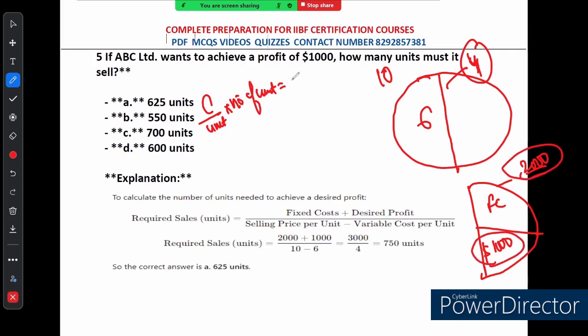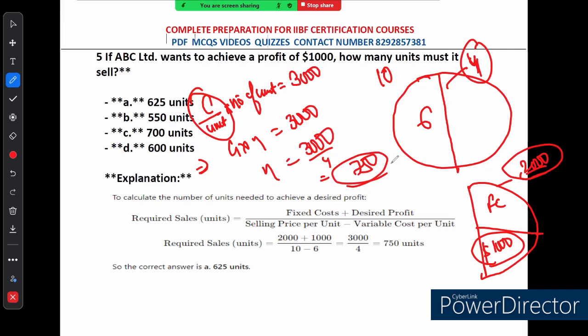And what is the contribution margin per unit? It is nothing but 4. So 4 multiplied by n is equal to 3000, right? So n is equal to how much? 3000 divided by 4, which is equal to 750 units. Is it clear now how to calculate it? No need to remember any formula. Just remember this particular circle.